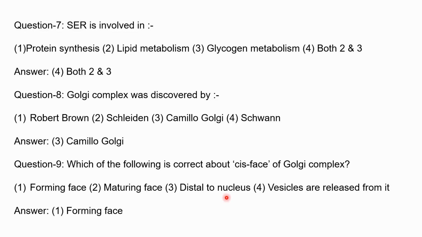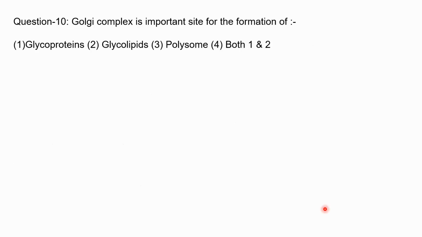Similarly, it is not distal to the nucleus. As I mentioned, the cis phase is present in proximity, close to the nucleus, while the trans phase is the one present at a distance from the nucleus. Also, vesicles are not released from it. Vesicles are actually transported inside the Golgi complex through the cis phase. It is the trans phase through which the vesicles are released. So the correct answer about the cis phase of the Golgi complex is that it is a forming phase.